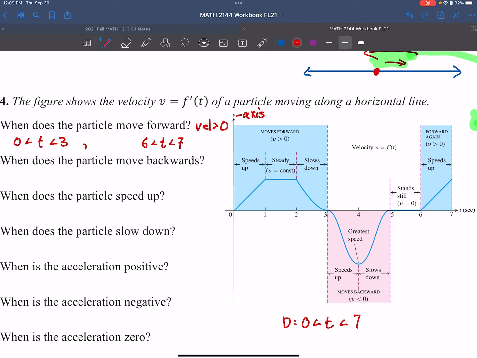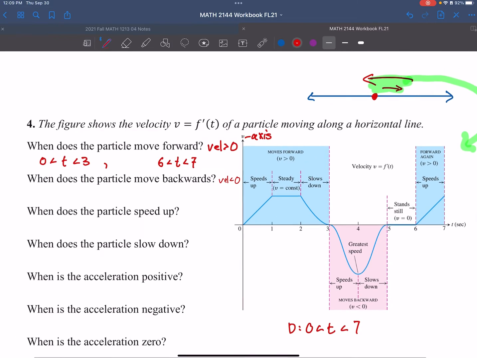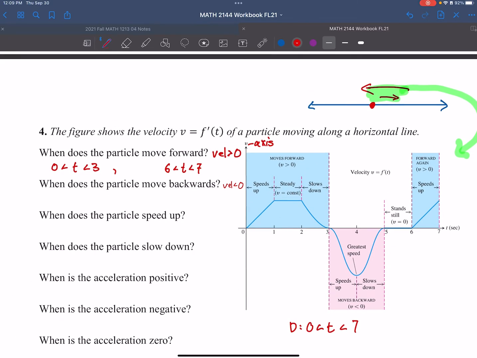Okay, so when does the particle move backward? If we think about this in terms of the velocity, this is when the velocity is less than 0. So what interval are we considering when we're considering the particle moving in a backwards direction? Anyone think they know? Grace? It would be right here from 3 to 5.